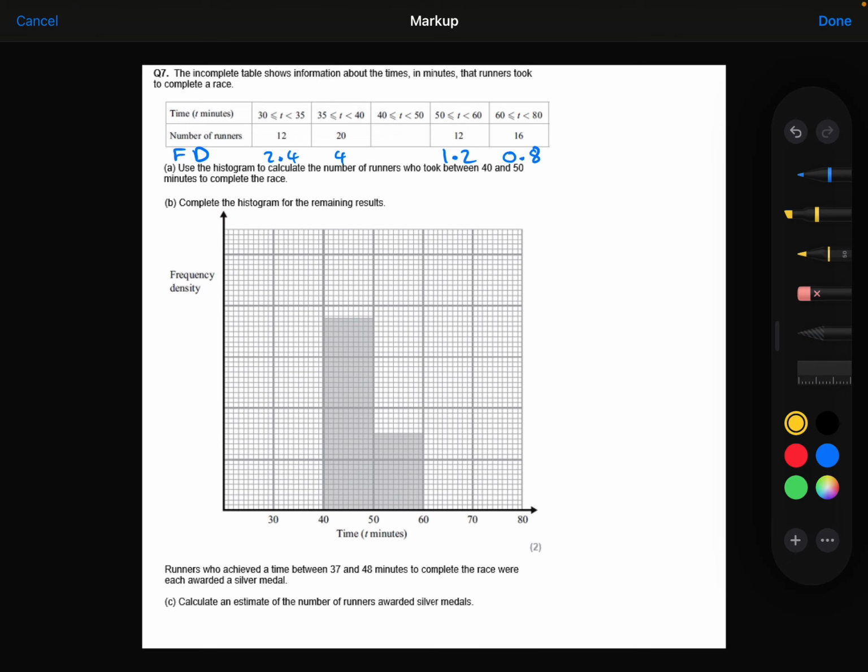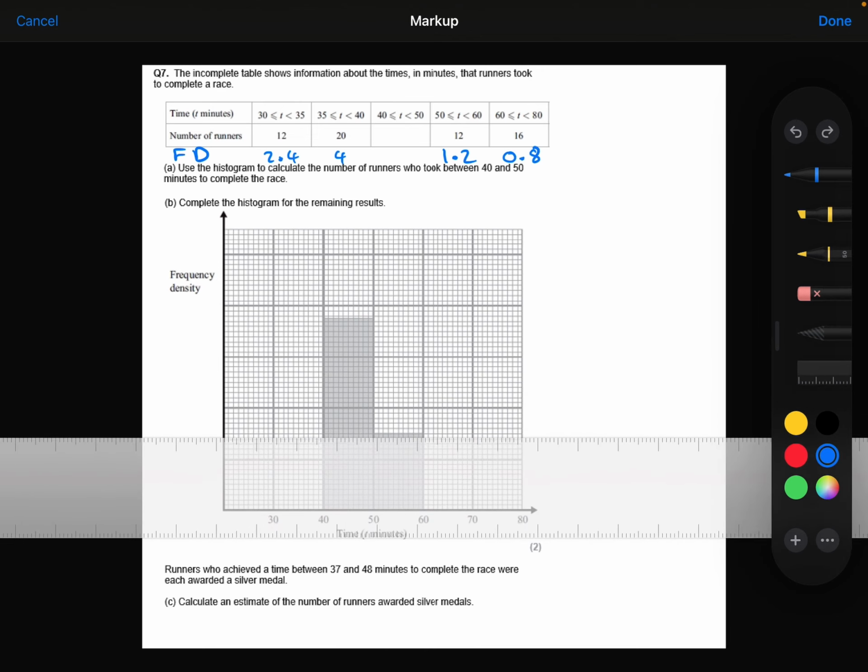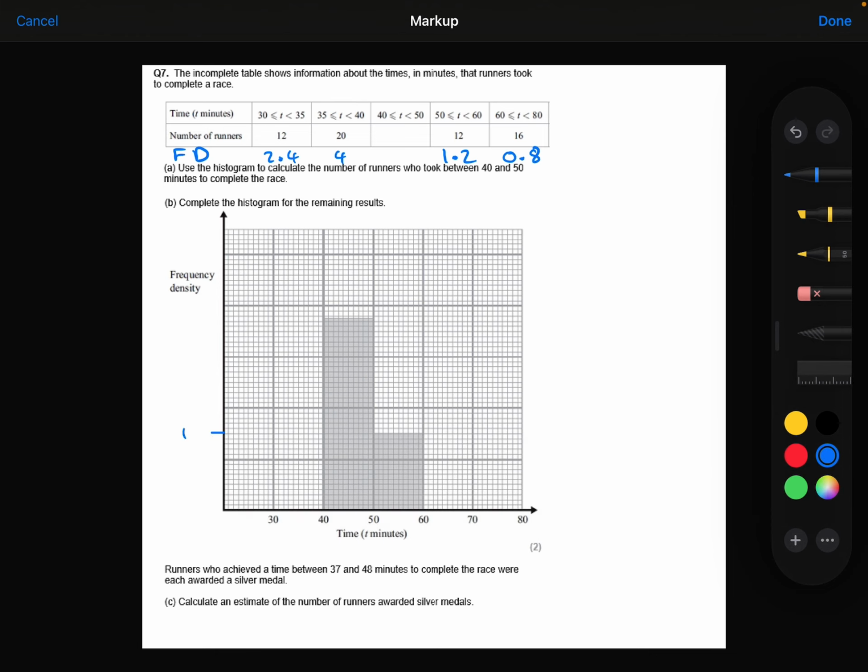Right, let's compare this to the histogram below. In particular, I'm looking at this one between 50 and 60, because this is the bar that I've been given in both the histogram and the table of information. So the frequency density for that bar is 1.2. So this here is 1.2. Let me get a ruler to do this as accurately as I can. So this is 1.2 over here. So hopefully that's going to allow me to fill the rest of the scale on the frequency density axis in.